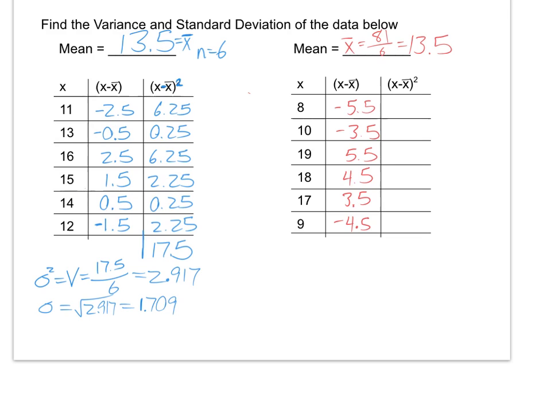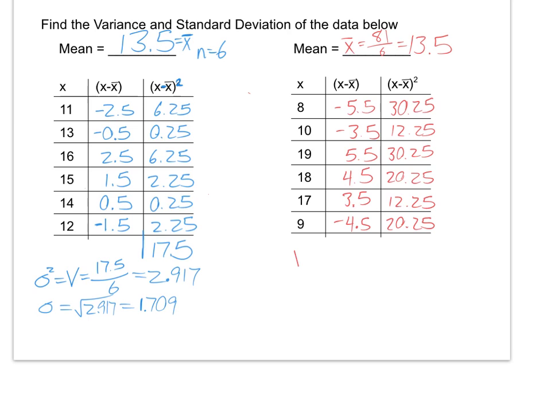So now if we're squaring all of those, they're all going to end in 0.25. So this is 30.25, 12.25, 30.25, 20.25, 12.25, and 20.25. I know I'm doing a lot of the arithmetic for you here, but you guys know how to square stuff. So what do I do with these numbers now? Add them up and divide by 6.